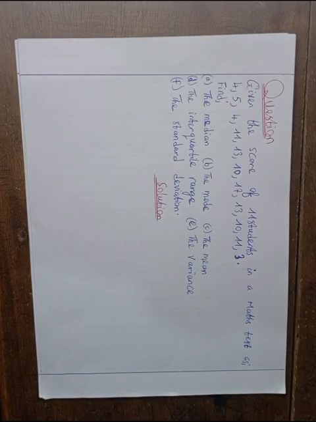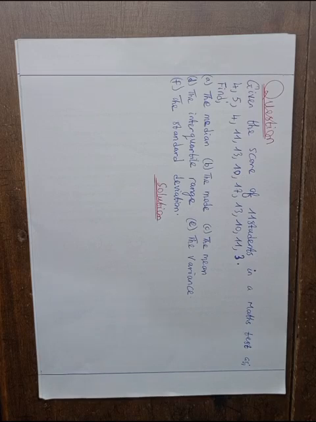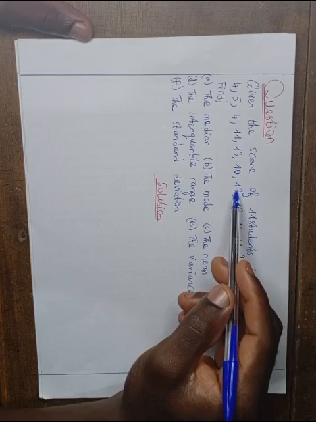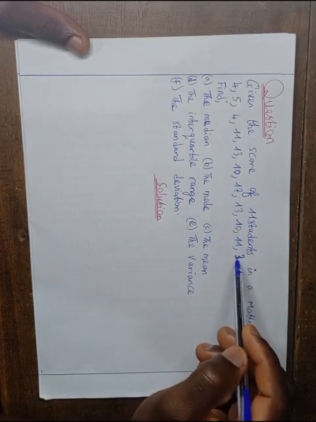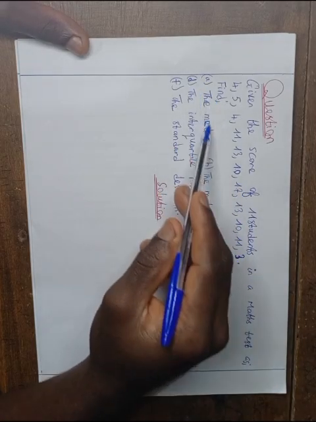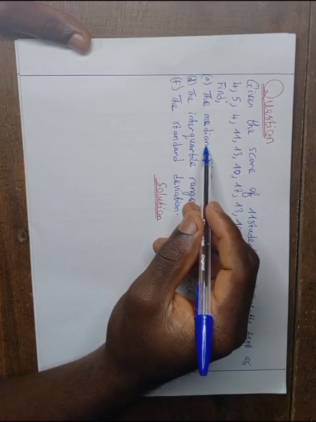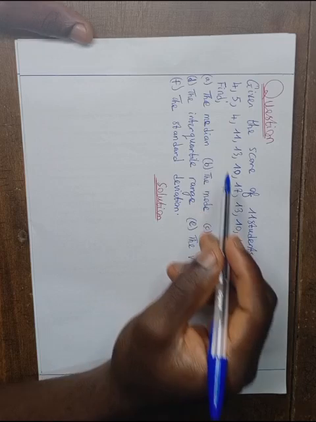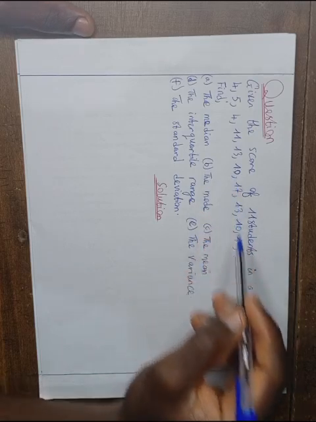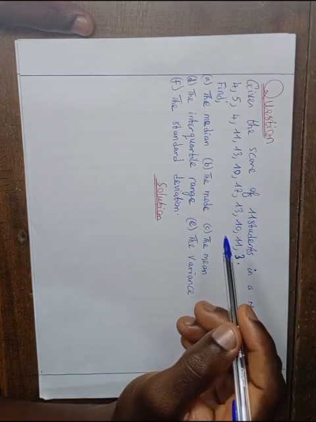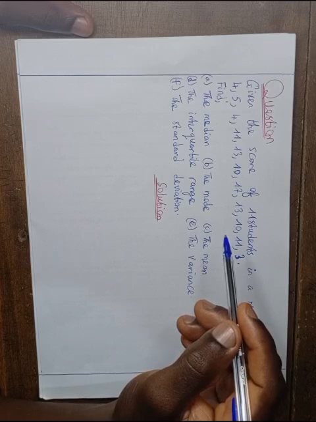We have the following question to answer. It says, given the score of 11 students in a maths test as 4, 5, 4, 11, 13, 10, 17, 13, 10, 11, 3. Find question A, the median. When we talk of the median, it is the middle number that divides the data into two equal parts.